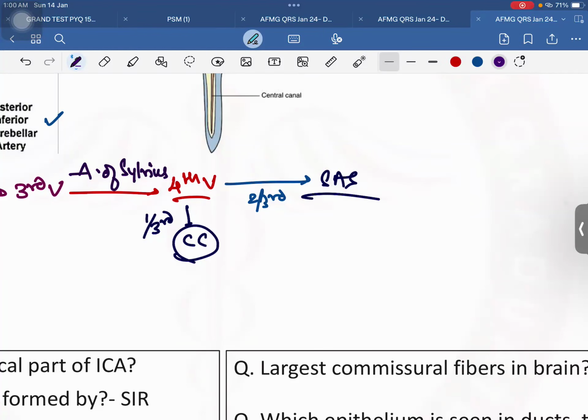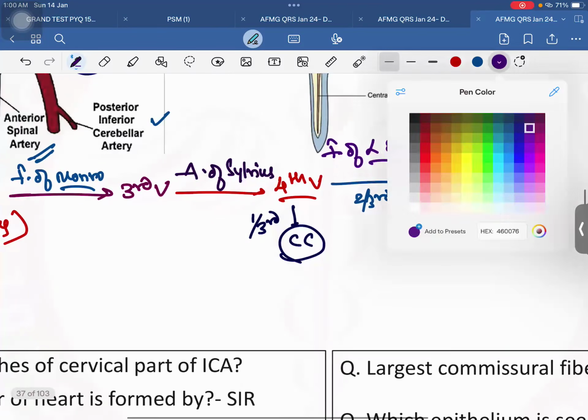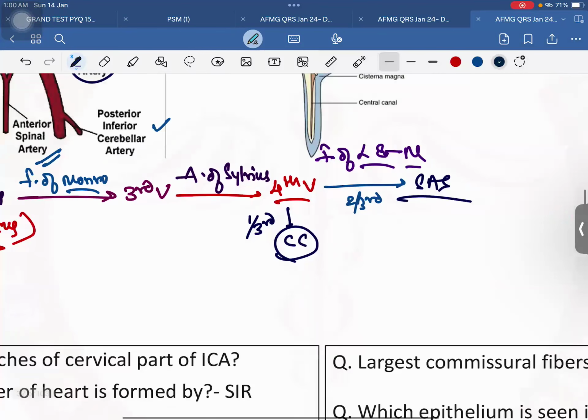It goes from the fourth ventricle into the subarachnoid space via the foramen of Luschka and the foramen of Magendie. Please remember that. No issues with this, anybody? That's important to be remembered.